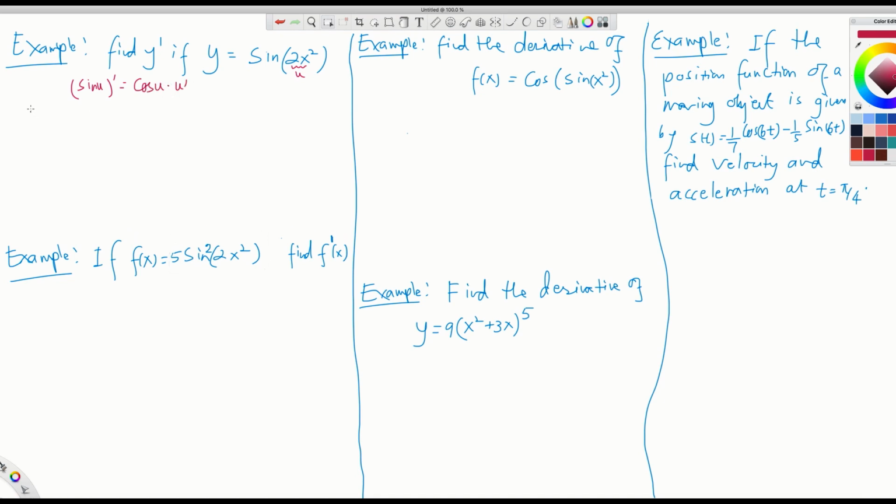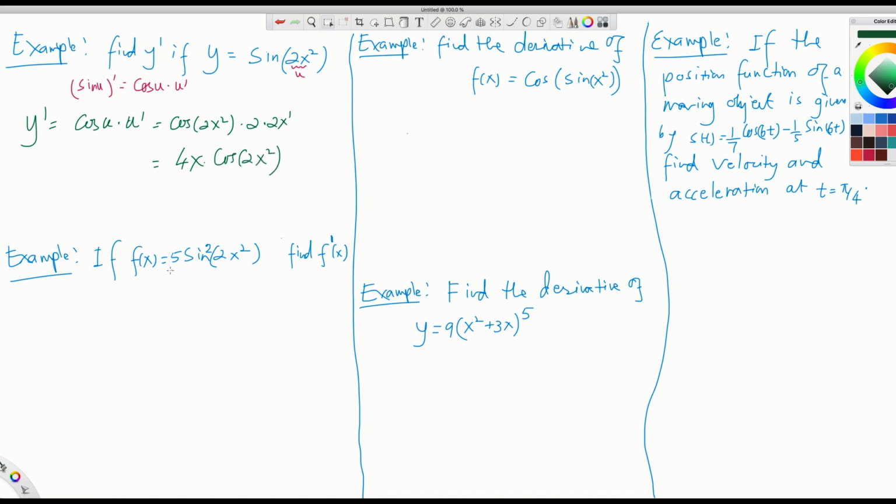So what will be y prime then? Let's use that formula. y prime equals cosine of u times u prime. What is u? u is 2x squared. What is the derivative of 2x squared? The 2 stays the same, times the derivative of x squared, which is 2x to the 2 minus 1, that is 2x to the 1. So 2 times 2 is 4x. I write this at the front, times cosine of 2x squared.